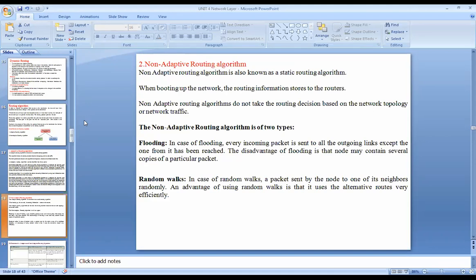The two main types of non-adaptive algorithms are flooding and random walks. Flooding means every incoming packet is sent to all the outgoing links except the one from which it has arrived. The main disadvantage of flooding is that we get several copies of a particular packet reaching a particular destination. So that is flooding.